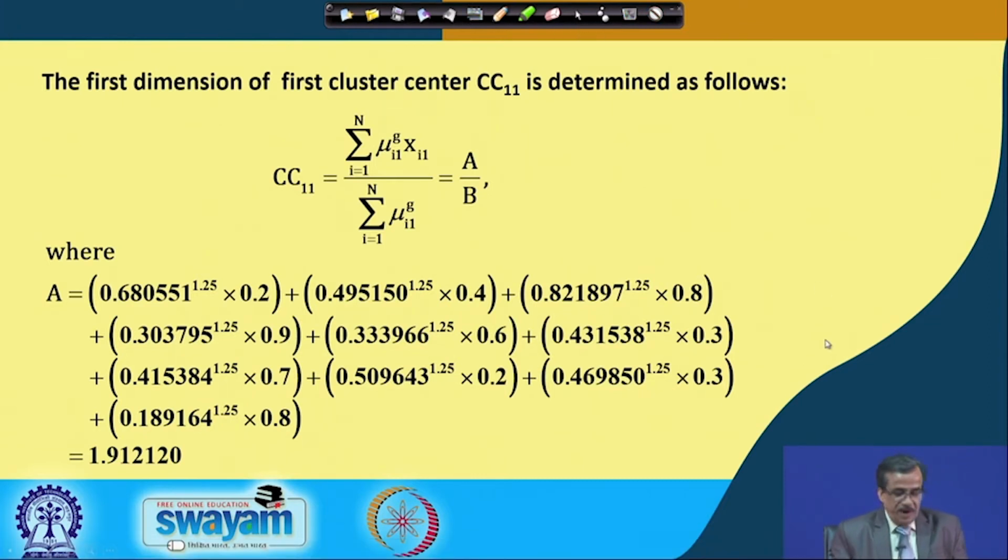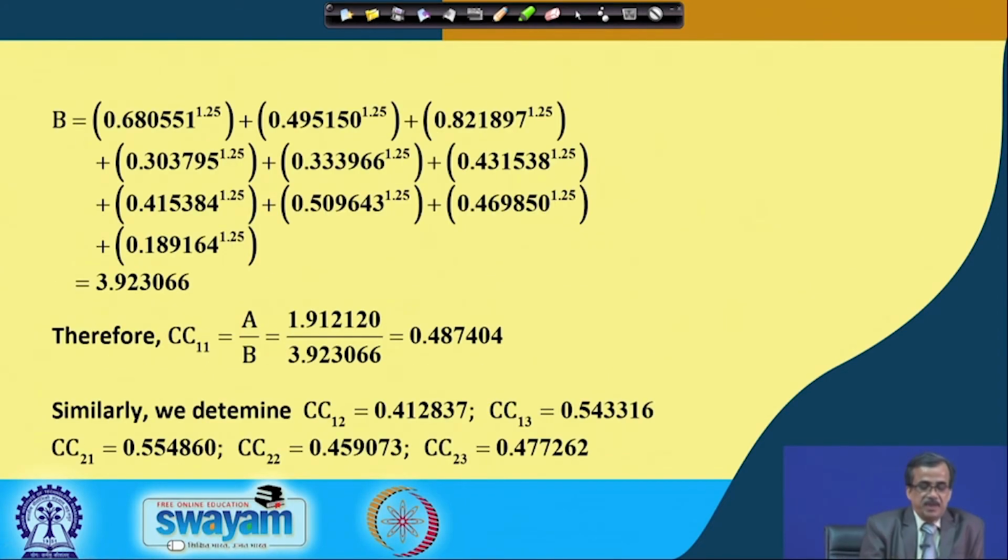To find out this particular b, b is nothing but mu i1 raised to the power g, and i varies from 1 to n. So, I put i equals 1, next time i equals 2, i equals 3, and at the end i equals n. If I do that, then very easily I will be able to find out b, that is nothing but 0.680551 raised to the power 1.25 plus 0.495150 raised to the power 1.25, and this corresponds in fact to i equals 2.